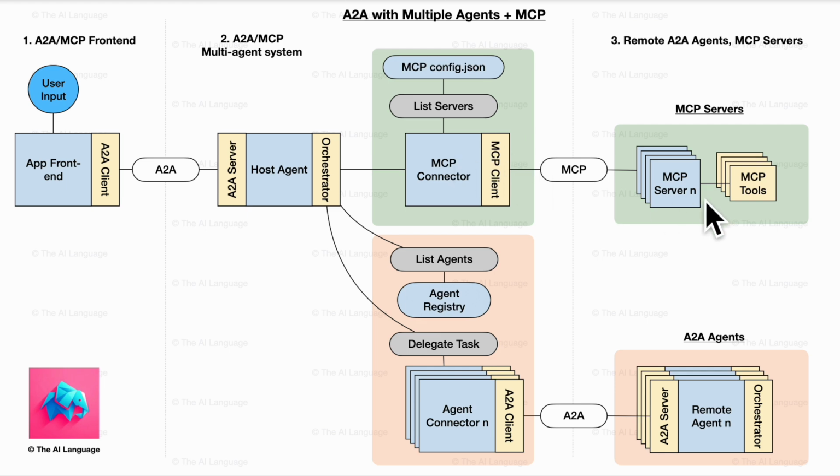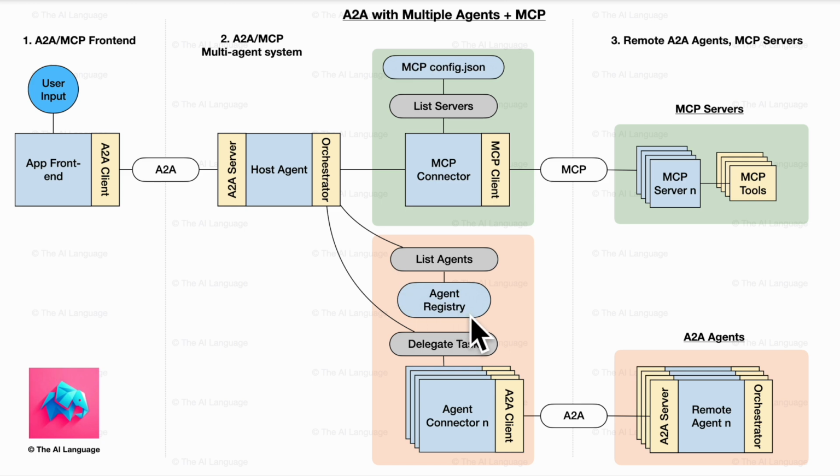MCP, which is shown in the green branch over here, was launched by Anthropic in November 24. MCP stands for Model Context Protocol and it gives large language models a standardized way to call external tools. Anything from running shell commands to querying databases or performing web searches.